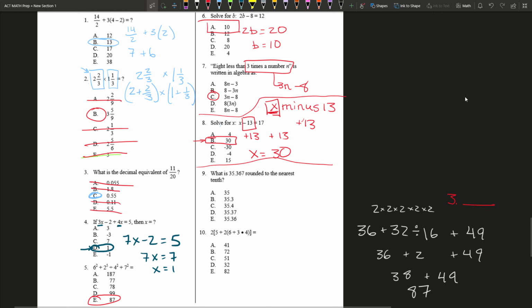I'll do number 9 because I want to talk about that a little too. So we have 35.367. Okay. First thing I want to talk about here are just the number places, right? So what numbers place is the 3 here? What would you describe that as?